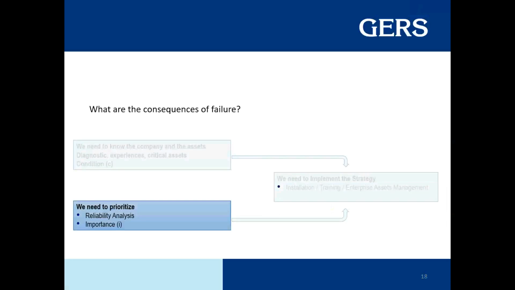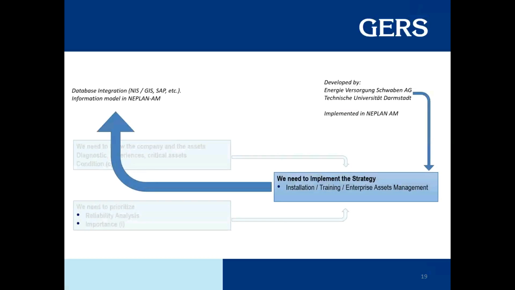The other topic is the priorities. In this case, we need to define the importance of any asset, and that is, if you have a materialization of the risk, what are the consequences? You need to identify how much is the importance of that asset for the network operation. Finally, when you have that measurement, you can implement it.